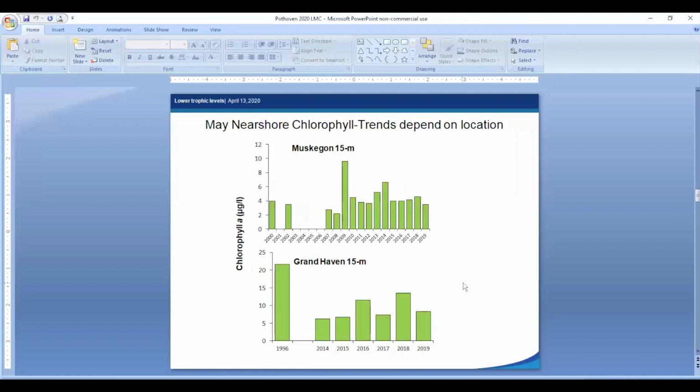Next, the May nearshore chlorophyll. For both those sites, we see pretty much the same thing we saw with the phosphorus. We don't see any consistent changes over time at Muskegon. We see huge declines over time at the Grand Haven site, with nothing real remarkable in 2019 for either site. And these big changes at the Grand Haven site are notable, just considering the importance that the Grand River has for the overall nutrient load for the whole lake.